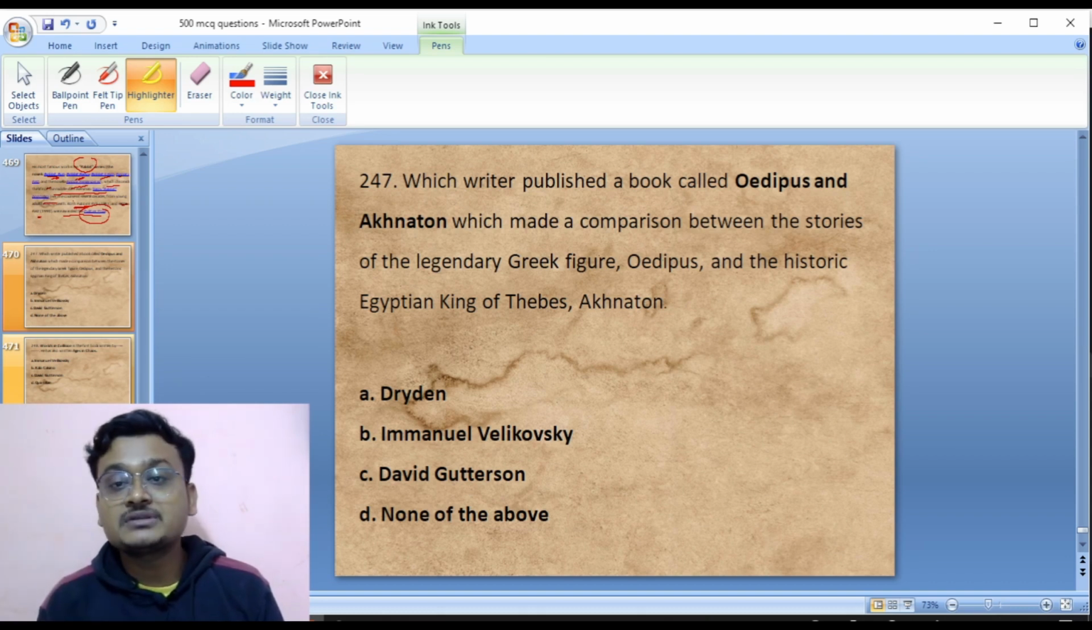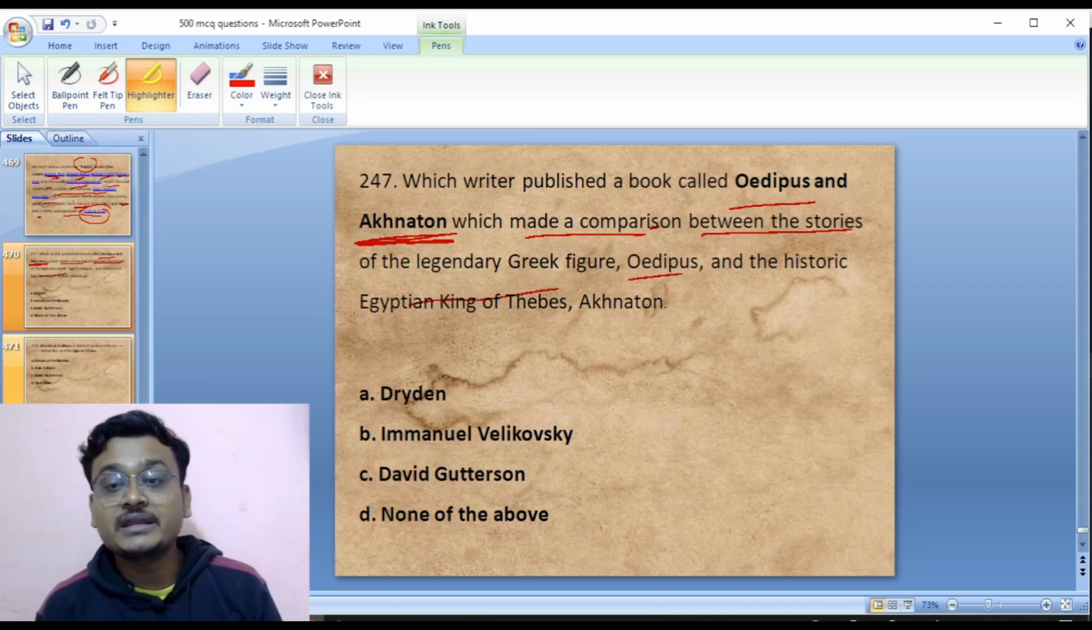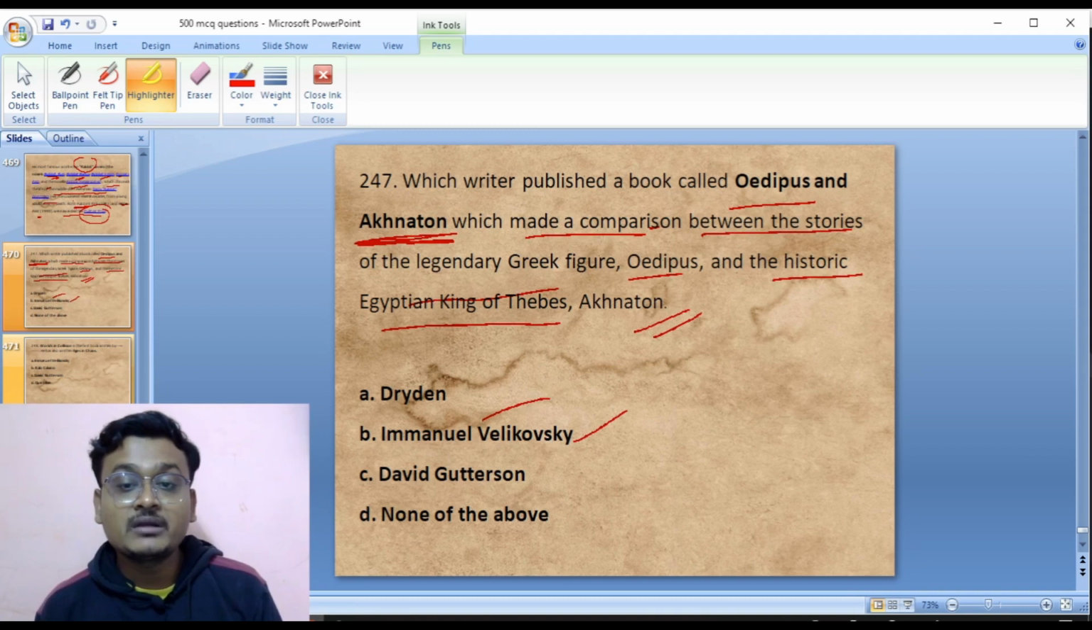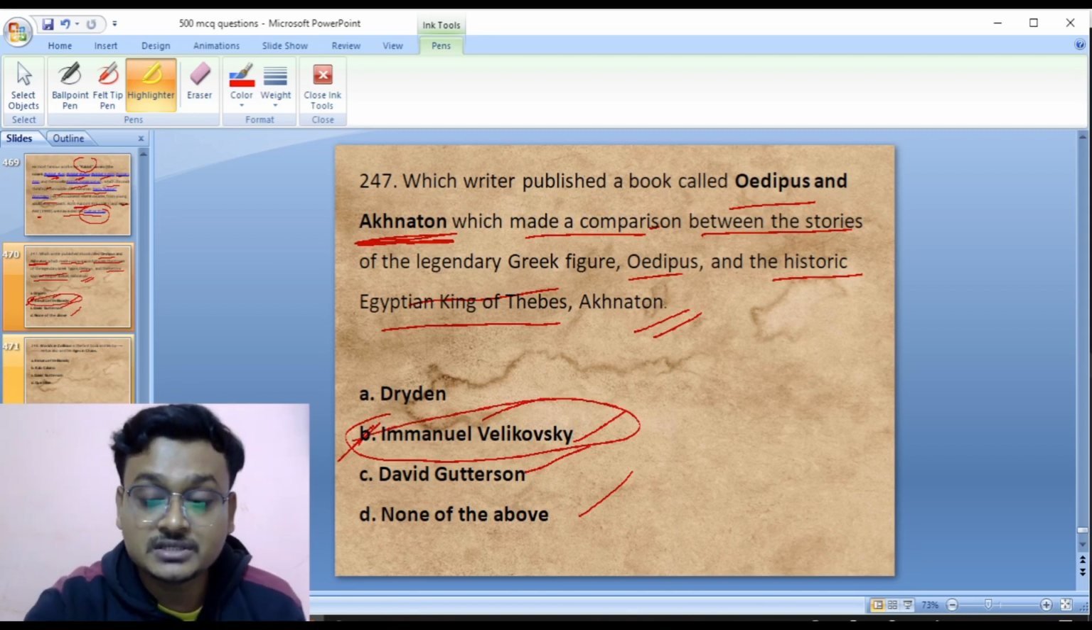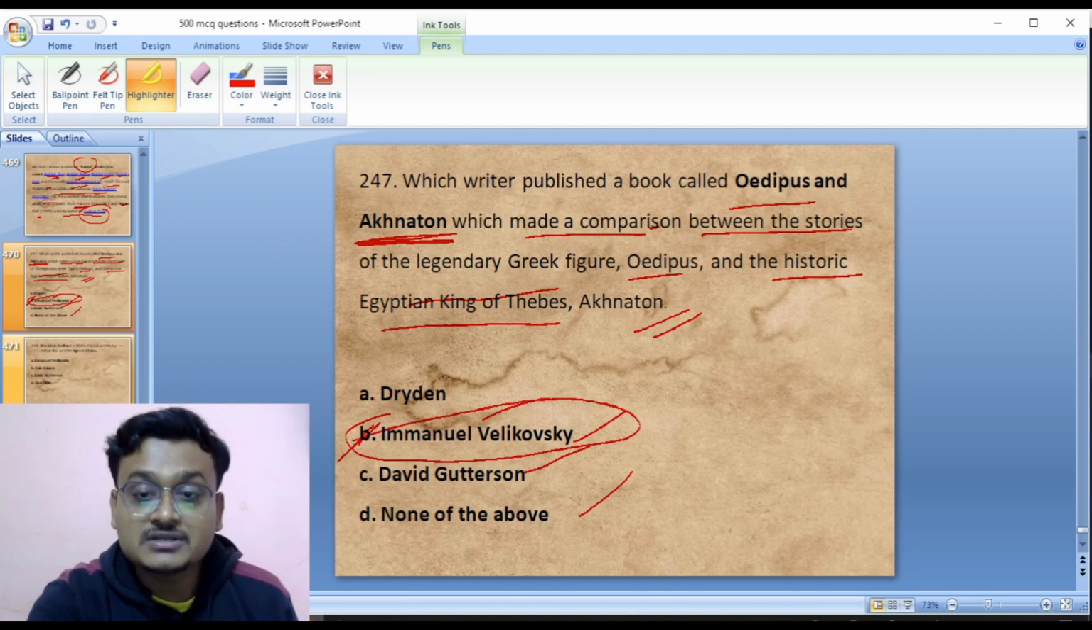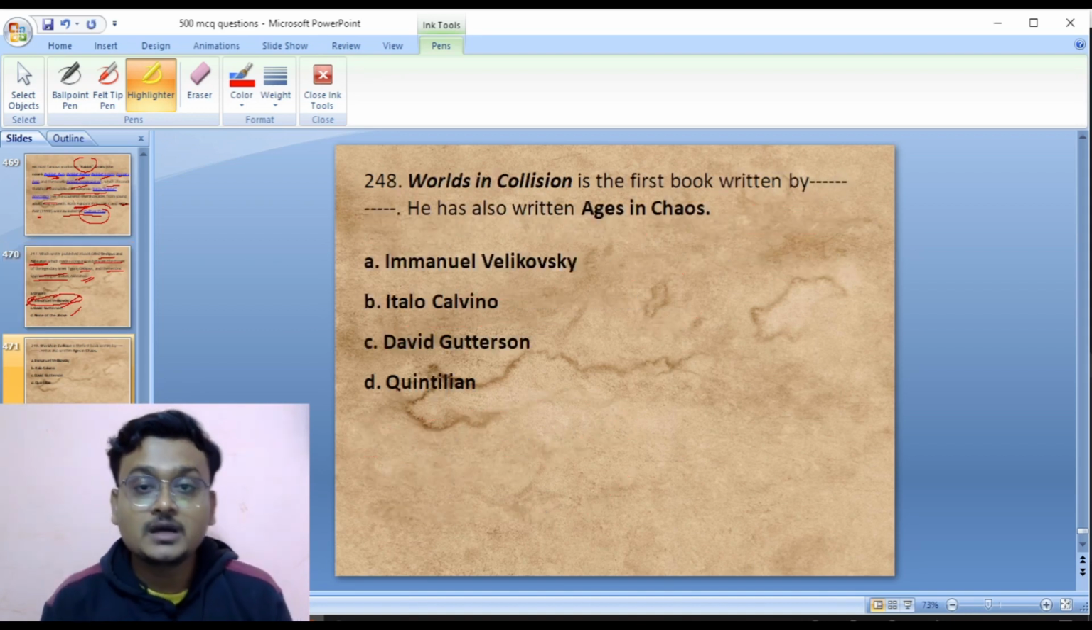Which writer published a book called Oedipus and Akhenaten, which made a comparison between the stories of the legendary Greek figure Oedipus and the historic Egyptian king of Thebes, Akhenaten? Writer Immanuel Velikovsky, David Gutterson. So it was Immanuel Velikovsky who wrote a book called Oedipus and Akhenaten. Next question.